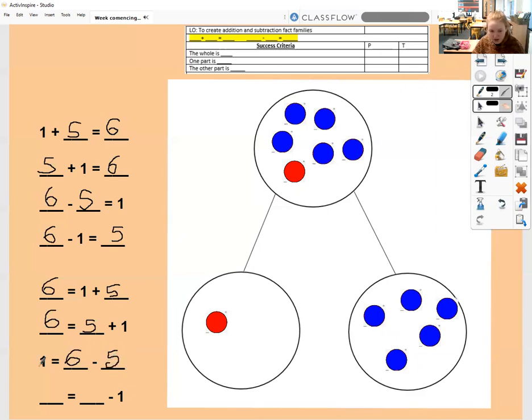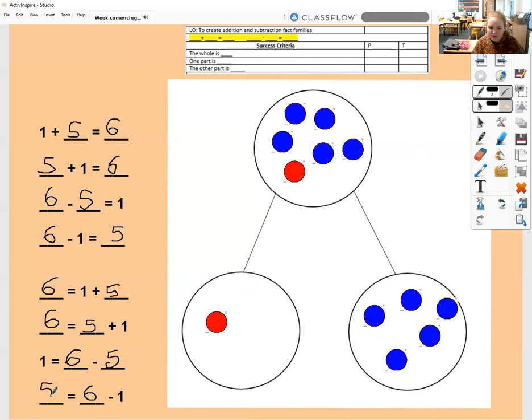Fantastic. Now it's asking me to complete this one. I know I can put my whole before my subtraction symbol. So 6 is my whole. Subtract my first part, which is 1. So which is my remaining part? This is my whole. This is my first part. Where is my remaining part? My remaining part is here.